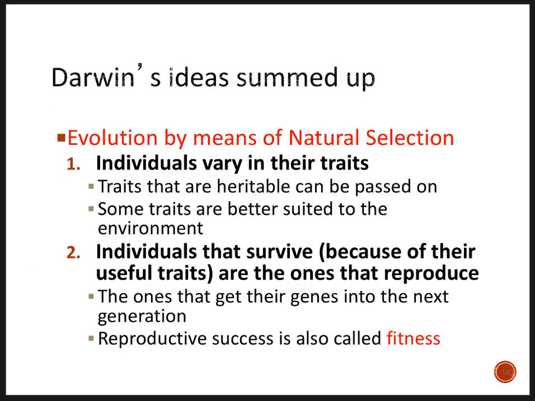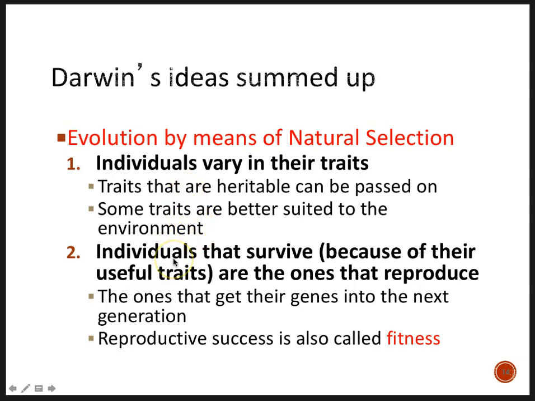So, summarizing Darwin's idea, there are two main points. We'll talk about three in a minute, but these are the two most important ones, I think. First, individuals vary in their traits. If every individual is exactly the same, natural selection can't work. Second, those traits have to be heritable, which means they have to be genetic. Even Darwin understood that the trait itself has to be genetic, even though he didn't really understand genetics, and that some traits are better suited to the environment than others. That's a pretty complicated set of bullet points.